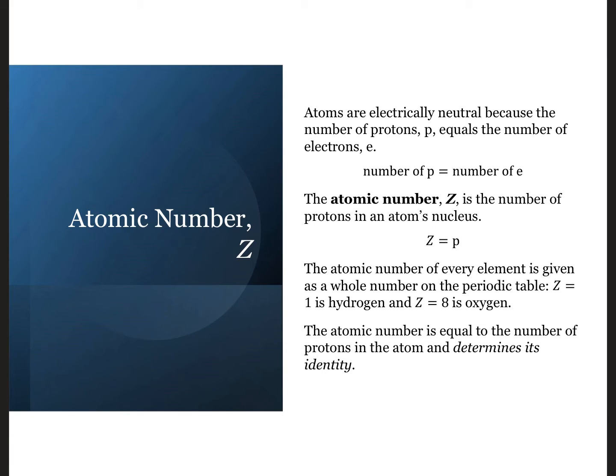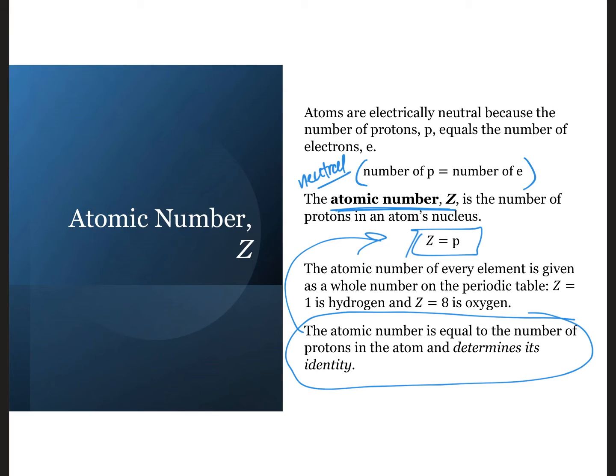Atoms are electrically neutral because the number of protons, P, equals the number of electrons, E. Because the number of protons determines the identity of the element, the number of protons is called the atomic number, Z. The atomic number of every element is given as a whole number on the periodic table. For example, Z equals 1 is hydrogen, and Z equals 8 is oxygen.